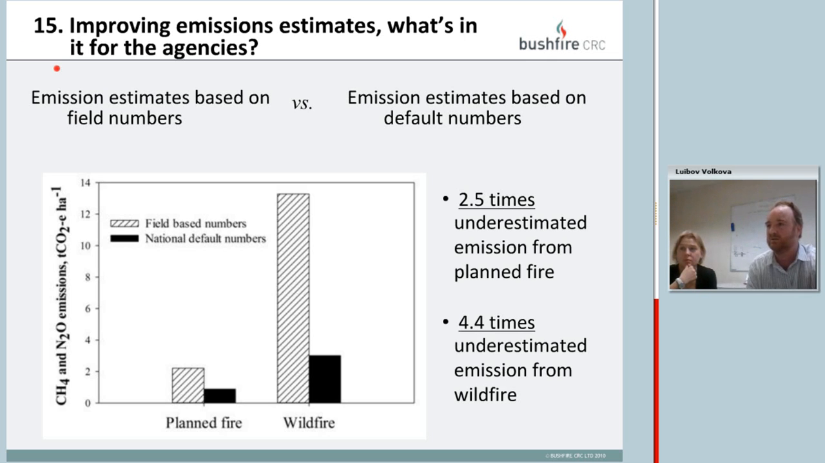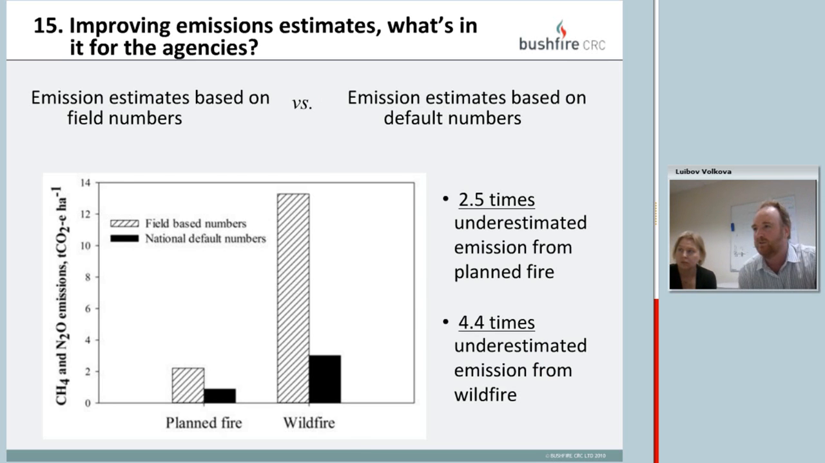Basically the punchline is that the emission estimates based on field numbers, which are shown here in the hatched histogram bars, versus the emission estimates based on default numbers, which are the current national methodology, shown in black. If you just look at the planned fire situation, then the national default numbers underestimate emission from planned fire by a factor of 2.5. And for wildfire, we think that they underestimate emission by up to 4.5 times. That's because of both an improvement in our knowledge of the fuels that are contributing to emissions, as well as the emission factors that we use to calculate loss from those fuels.